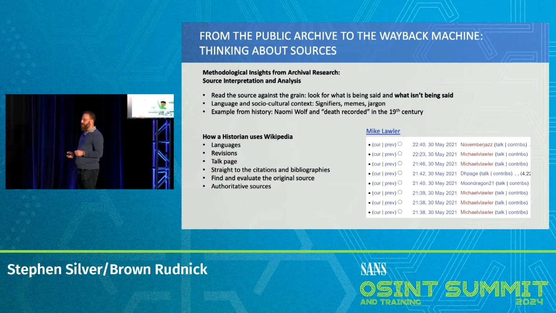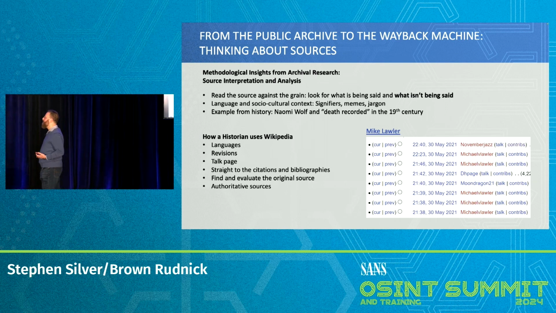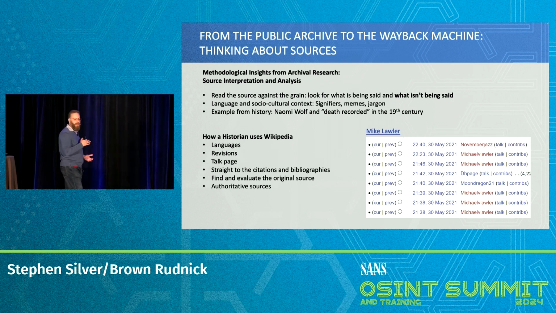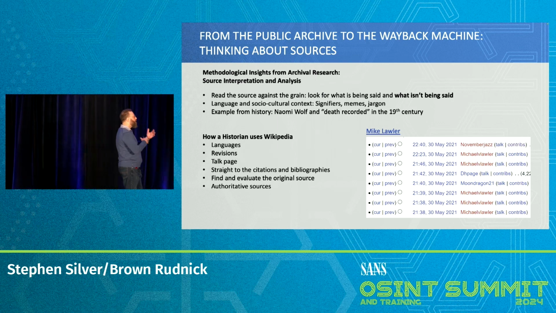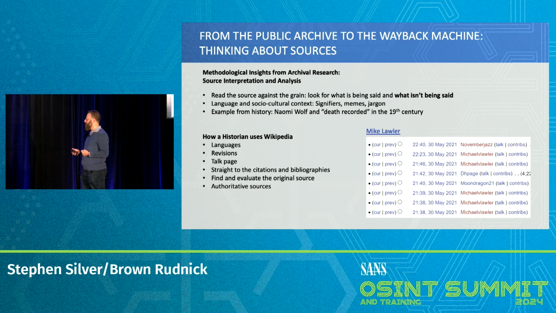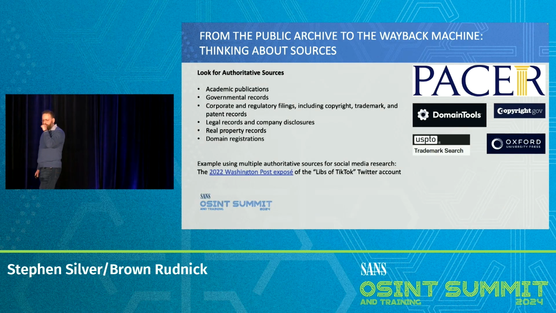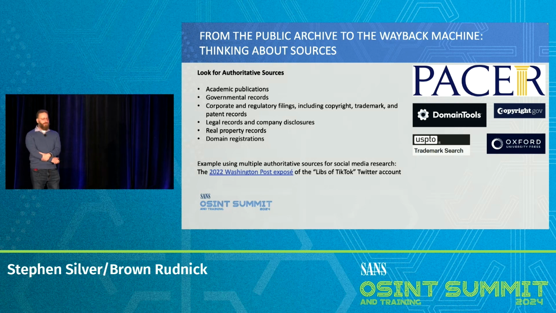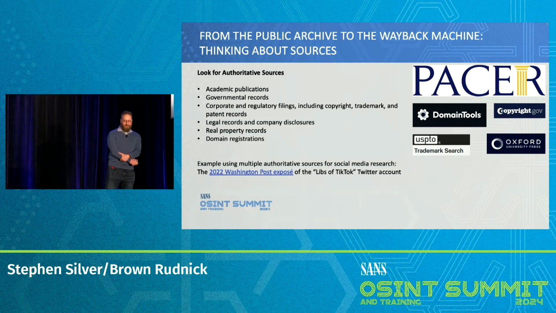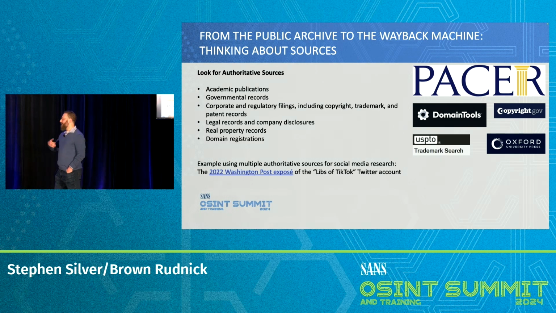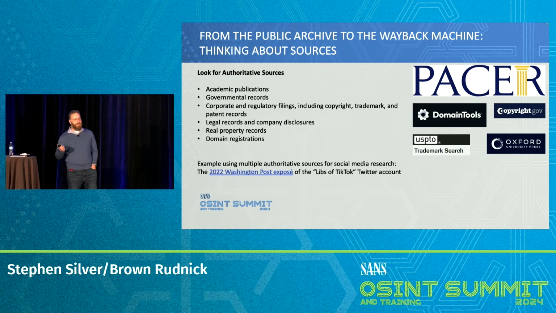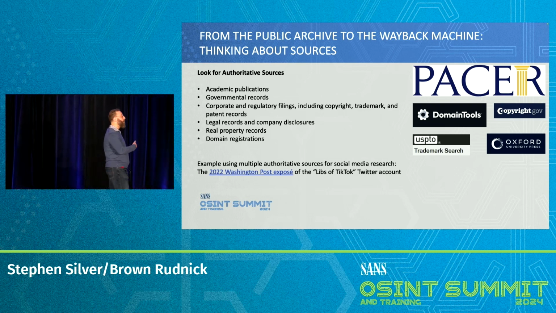And the last thing I want to talk about is authoritative sources. The main thing that historians use Wikipedia for is authoritative sources. We usually go straight to the citations and the bibliographies. We try to find the primary source for information, and we try to emphasize authoritative sources that have real weight. What is an authoritative source can really depend on what your topic is. If your topic is the evolution of someone's personal opinions over time, then their social media account is obviously going to be a primary source, an authoritative source for that.